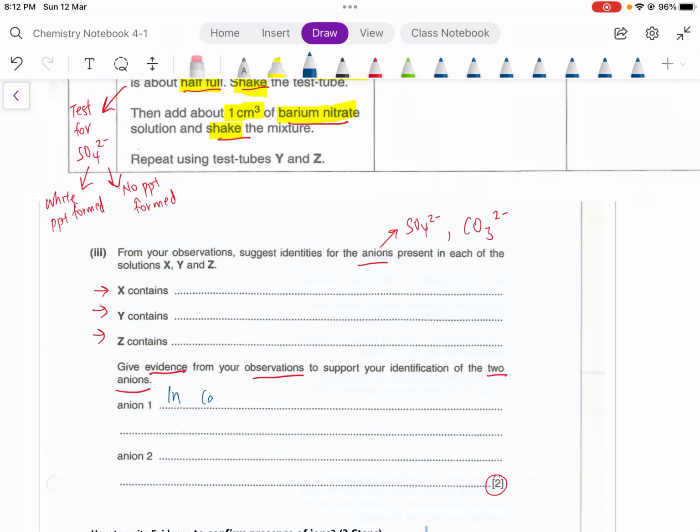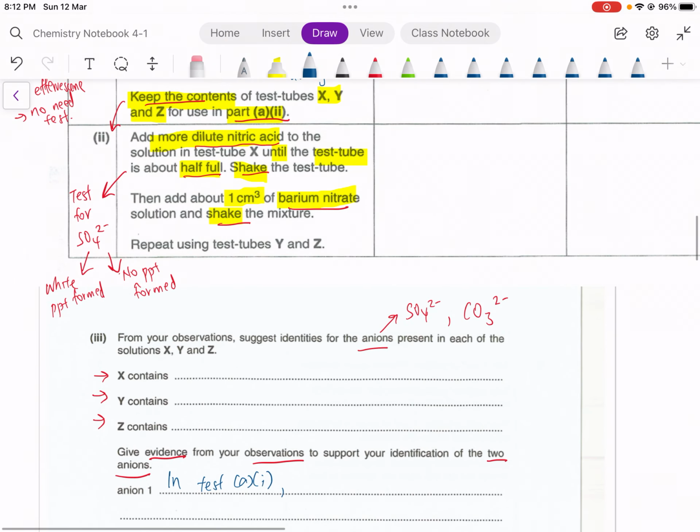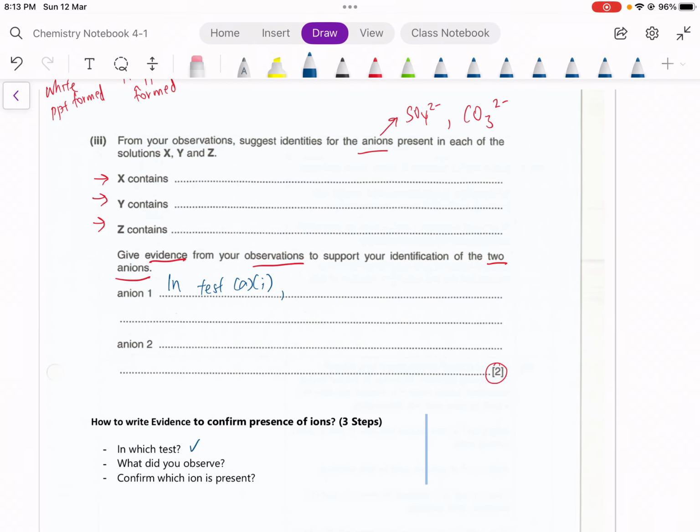So you write down in test A part 1. When you write this, you are already telling me the procedure for the entire test in this part, so you don't need to waste time writing down the long sentences of the whole procedure. This helps you to save time. So I have already written down in which test, done. Now you need to write down what you observed. Since you're testing for carbon dioxide, we should observe carbon dioxide gas produced, and in order to see that, we should see a white precipitate form. They will go through that afterwards.